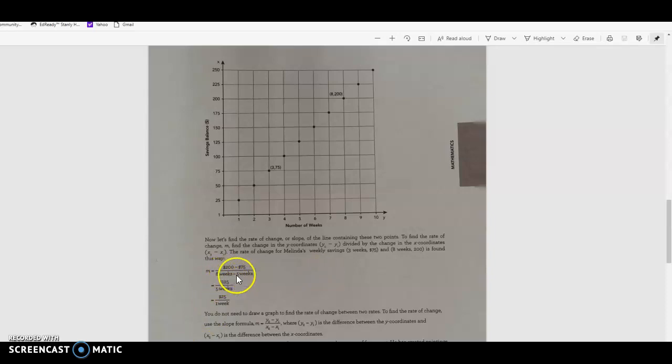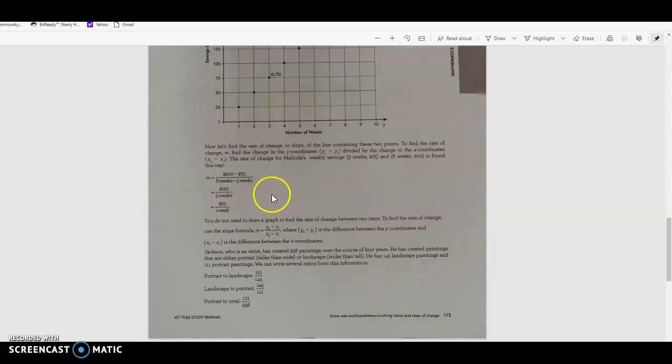As you can see, they've got 8 weeks minus 5 weeks, where this should be the 3 that's here. So there should be 8 weeks minus 3 weeks to get 5 weeks. And then 125 divided by 5 will give us $25 per week. So make sure you make the notation in your book that this should be a 3 instead of 5. They made an error.